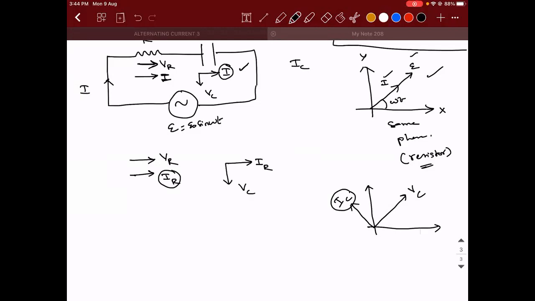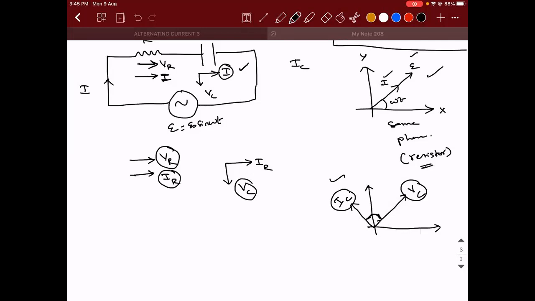Will it not be lagging? So we know that voltage lags the current across the capacitor by pi by 2. So you're able to understand? So VR and VC are out of phase by 90 degrees.